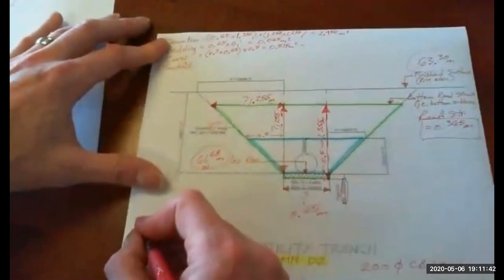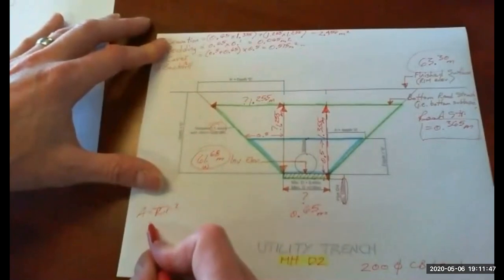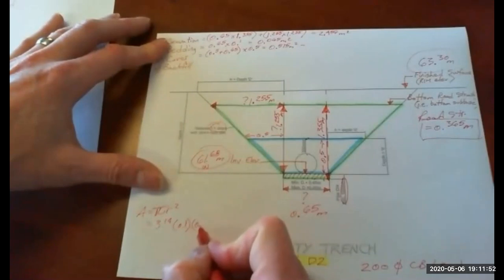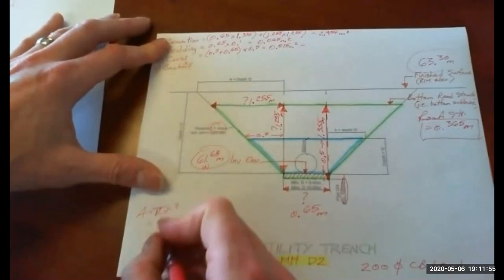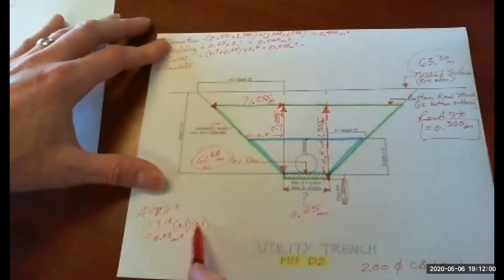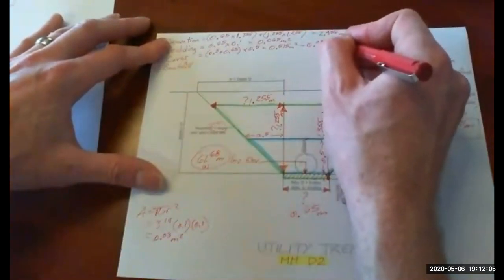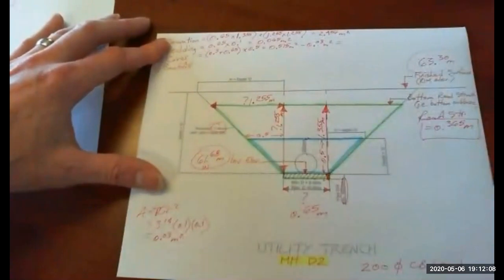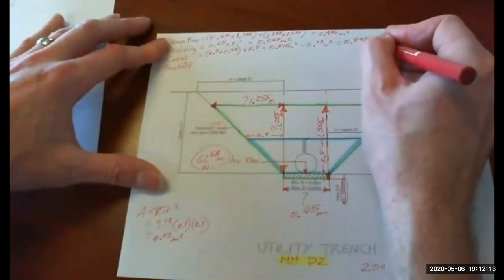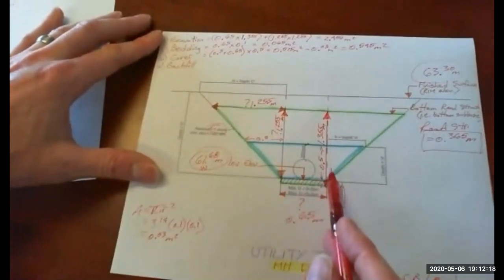Subtract the area of our pipe, which was from before 0.03, so pi times radius times radius. So minus 0.03 square meters. So 0.545 is the cover area. So that's the blue.